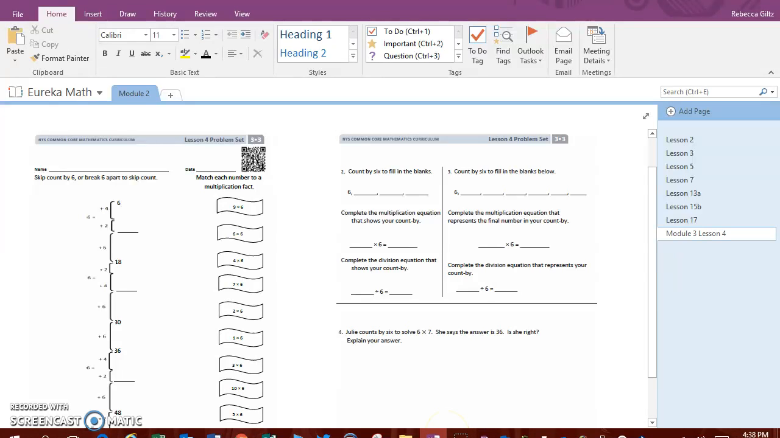Okay, we are working on lesson 4 problem set today. This lesson focuses on skip counting by 6. In order to do that, we want to start on the front side in this column. It's showing that we can add 6 in friendly ways.